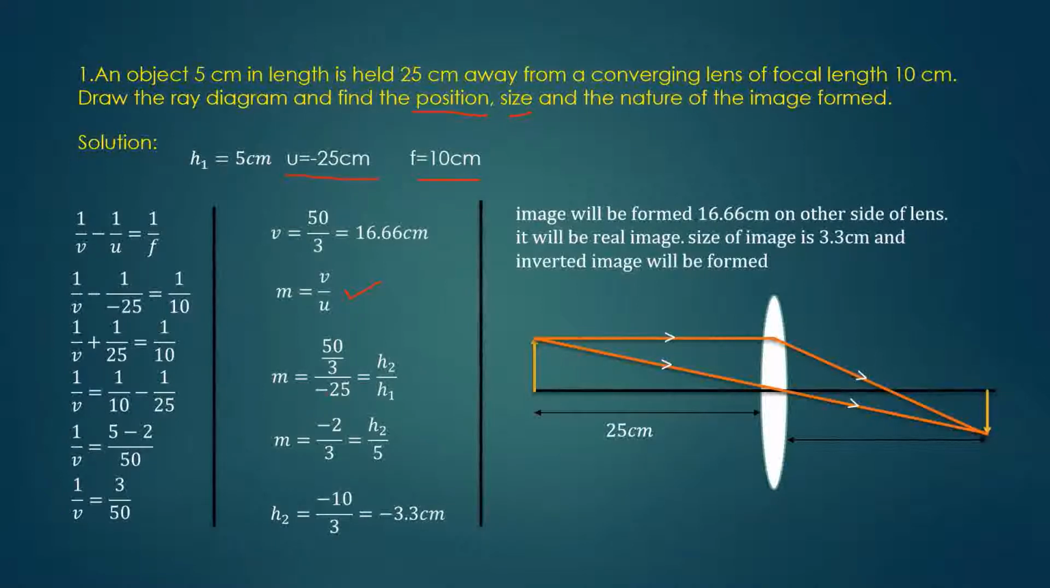This is your object distance 25 centimeter. Image will be formed at 16.66 centimeter. Height of the object is 5 centimeter, and that of image is 3.3 centimeter.